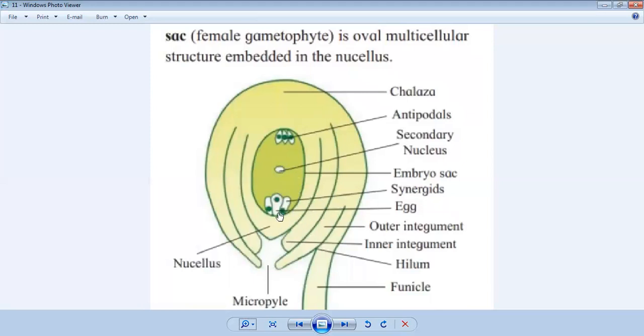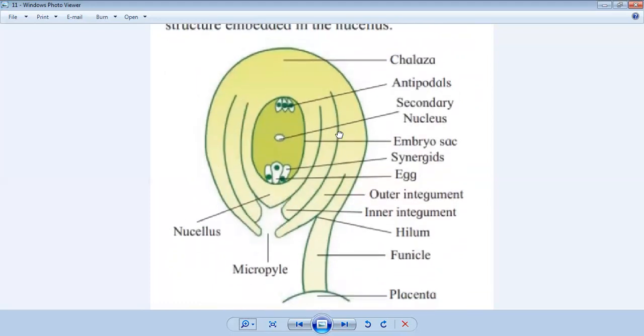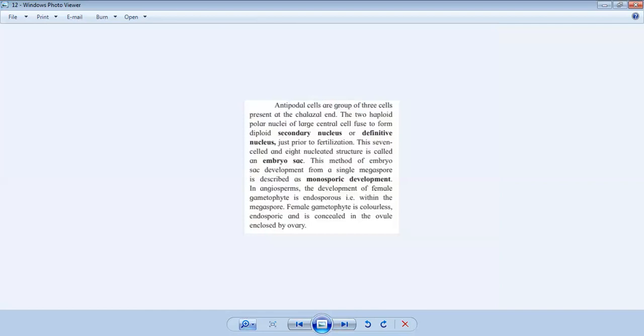This embryo sac is nothing but a part of the female gametophyte. It is an oval multicellular structure which is embedded in the nucellus, present inside the nucellus. So this is again part of the LS. We can say that it is a part of the LS of the anatropous ovule, that is a longitudinal section or vertical section of the anatropous ovule.